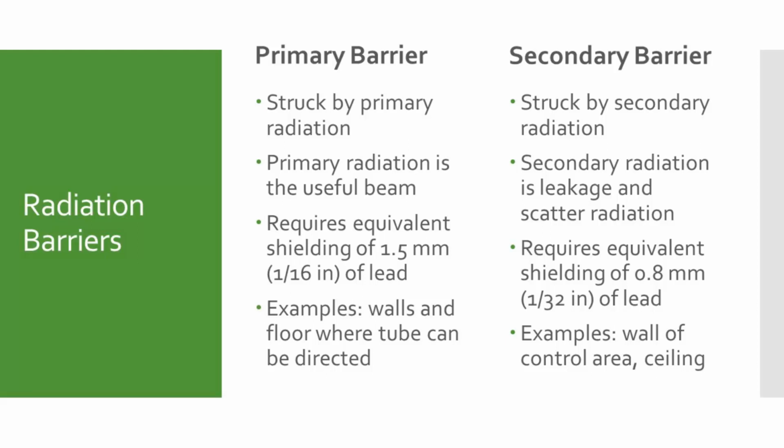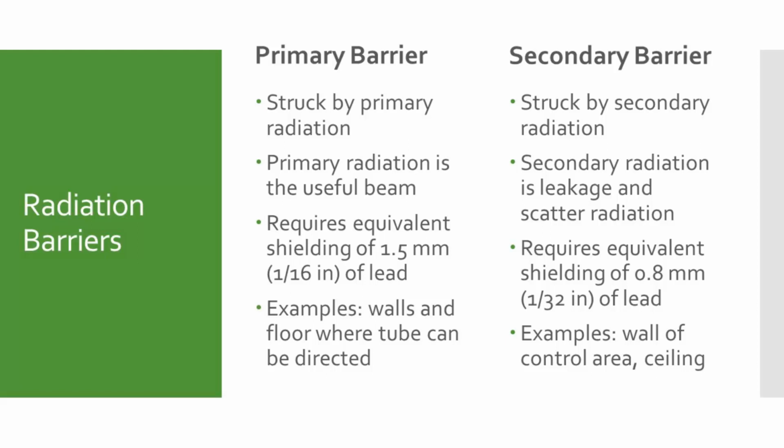Structural barriers, such as walls, floors, and ceilings, are categorized into two types of shielding barriers, primary and secondary. Primary barriers are those which the primary X-ray beam is capable to strike. Secondary barriers are those that secondary or scatter and leakage radiation will likely strike, and primary radiation is not capable or permitted to strike.